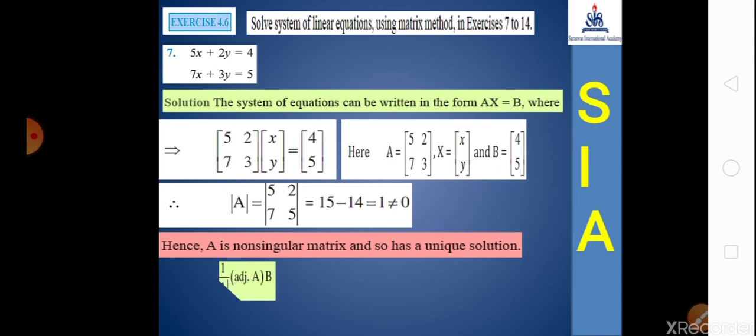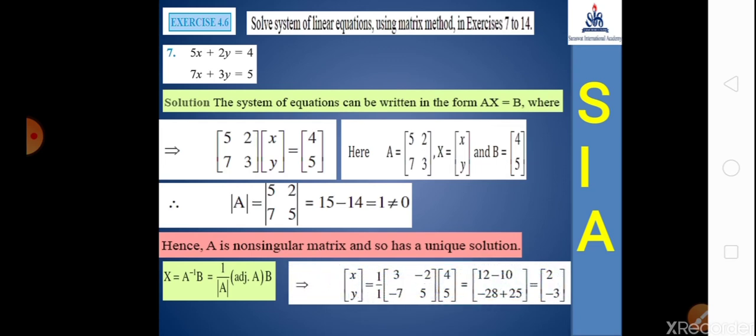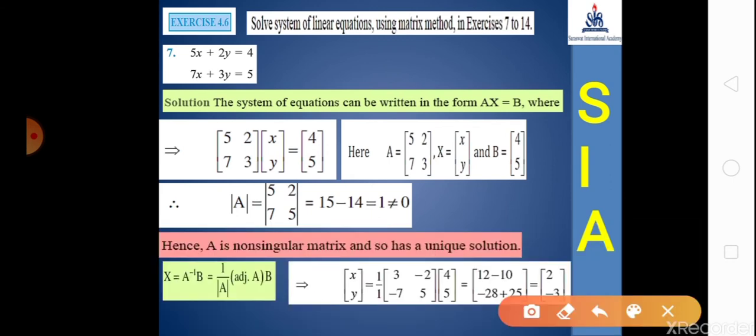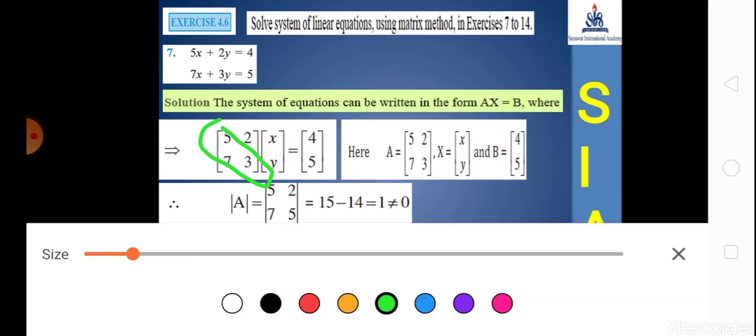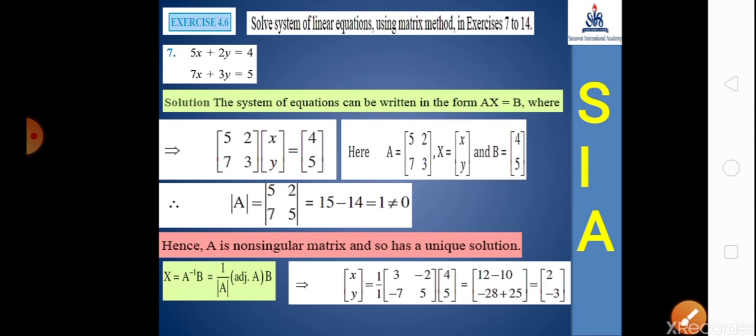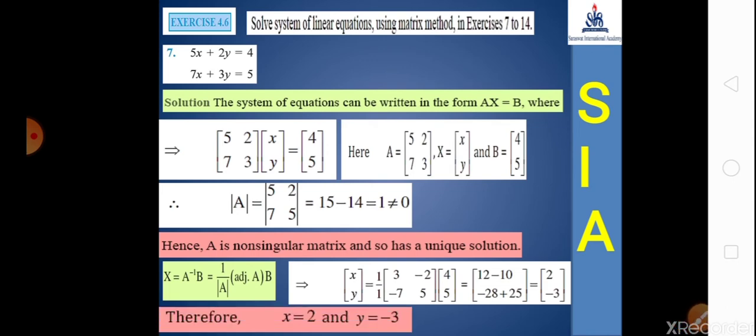After that I go to the inverse part. So you know that X = A inverse B, and A inverse is 1 upon determinant A times adjoint A. And adjoint, you know students, comes directly from interchanging the principal diagonal and changing the sign of the secondary diagonal. These are the principal diagonal, 5 and 3, interchanged to 3 and 5, and the secondary diagonal is 7 and 2. I just change the sign, 7 comma minus 2, and after matrix multiplication you get the value x = 2, y = minus 3. So happily done here and you easily get 2 marks.